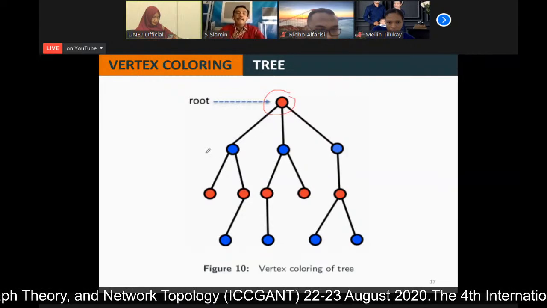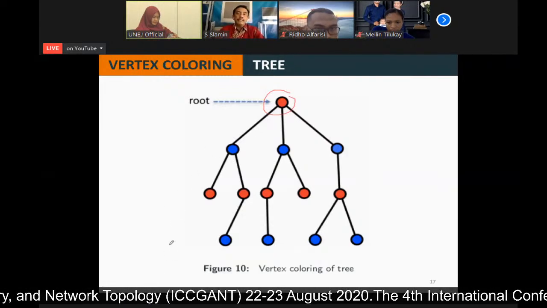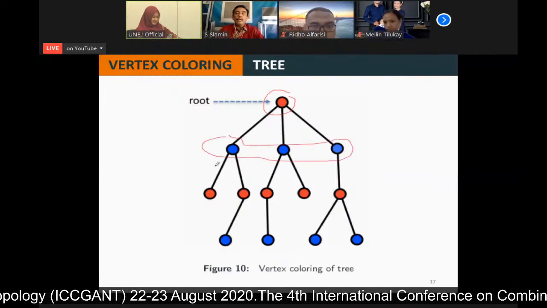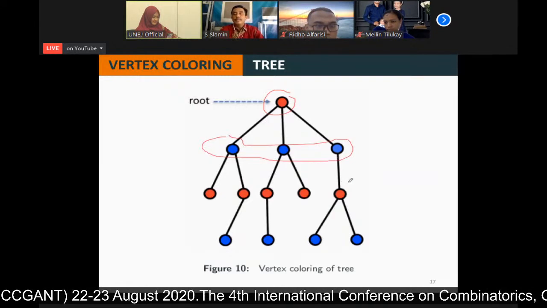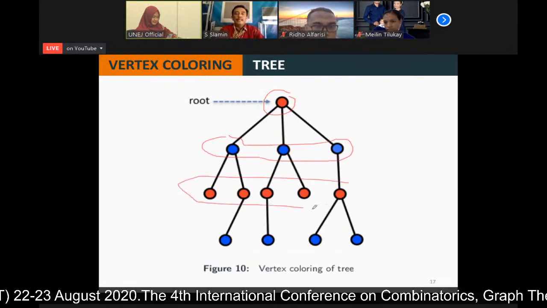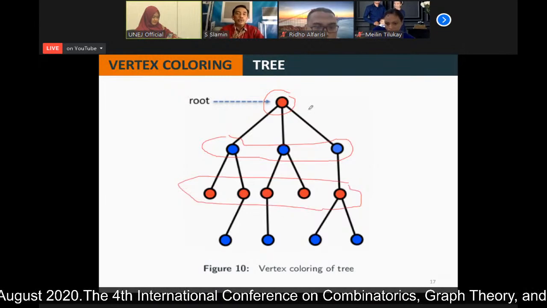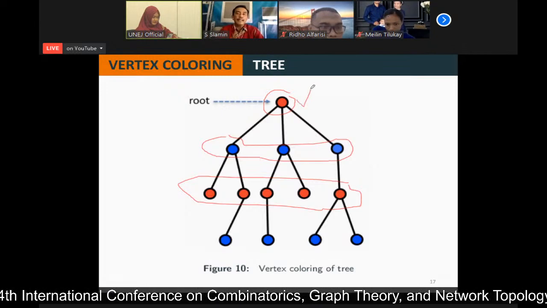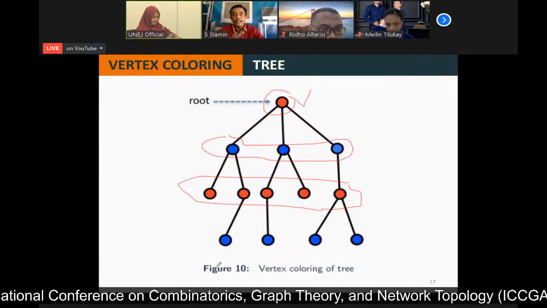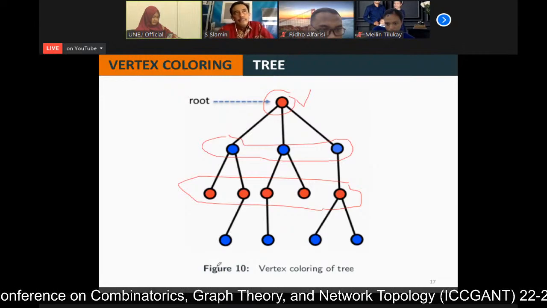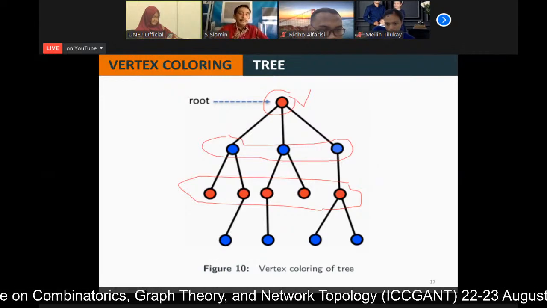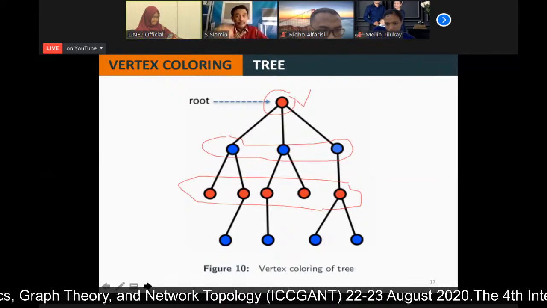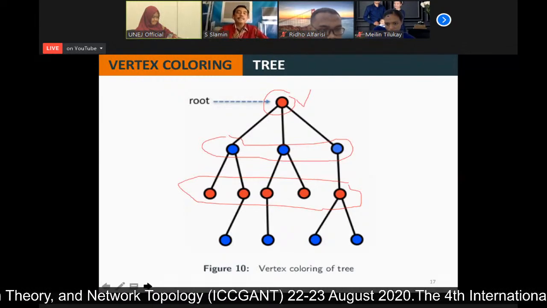If the distance of a vertex to the root is odd, then we color it blue. If the distance between that vertex and the root is even, then we color it red, the same color as the root. We keep going until the last level of the tree. So we can see that the chromatic number of a tree is 2.